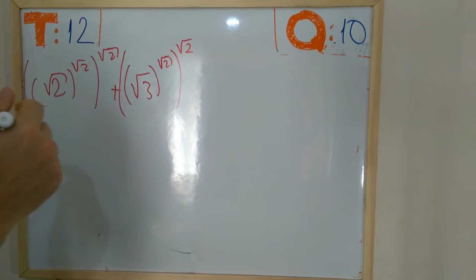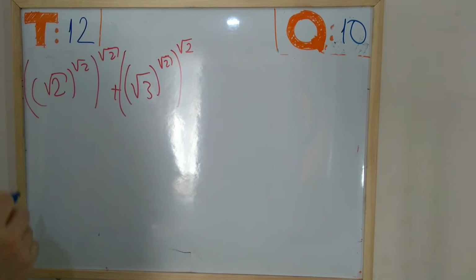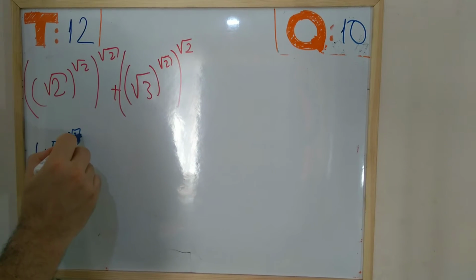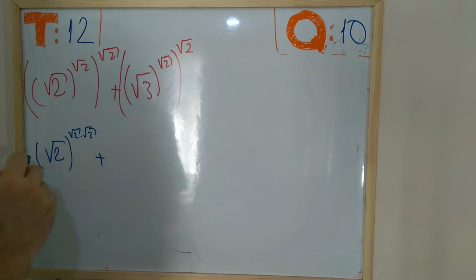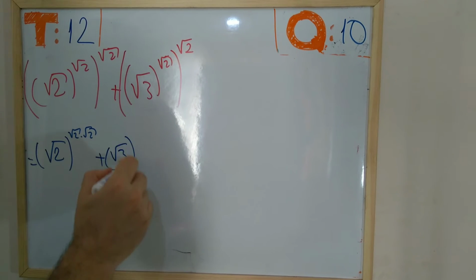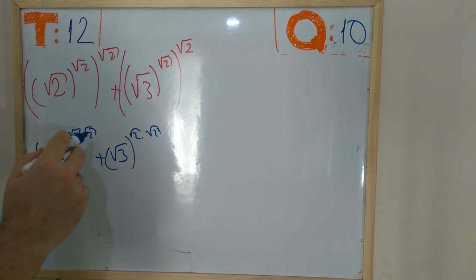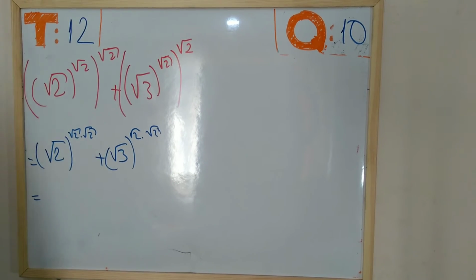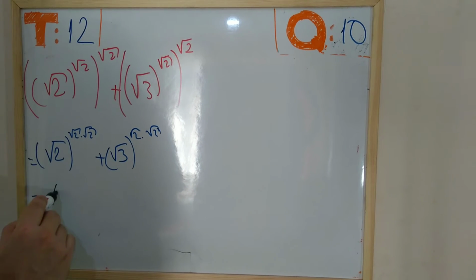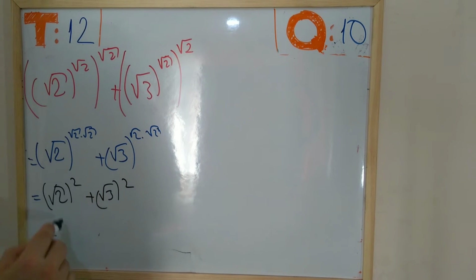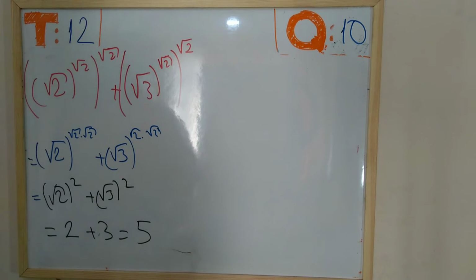How to answer this question? As we already know, the powers are multiplied. So what I actually have is square root of 2 to the power of square root of 2 times square root of 2, plus square root of 3 to the power of square root of 2 times square root of 2. And we already know that square root of 2 times square root of 2 is equal to 2. So I can say that it's square root of 2 squared plus square root of 3 squared, which actually means that this is 2 and this is 3, which gives me 5 as a result.